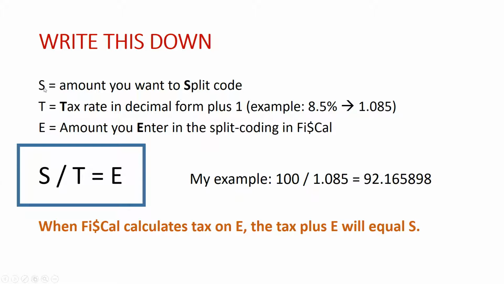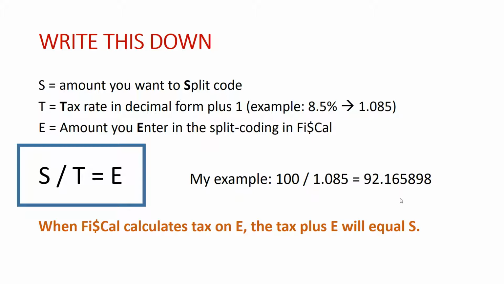I divide S by T and get E. E is the amount I'll enter in Fiscal. In my example, my S, the amount I want to split code, is $100. I divide it by the tax rate plus 1 in decimal form, 1.085, and I get this 92 point blah blah blah. That is the amount I will enter in Fiscal.